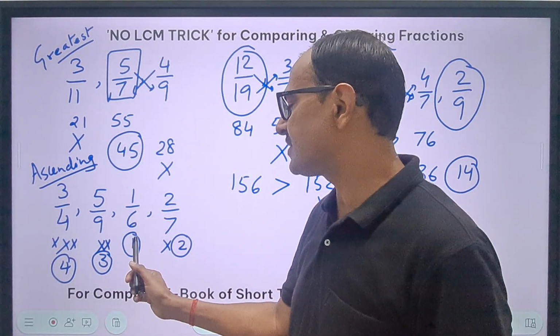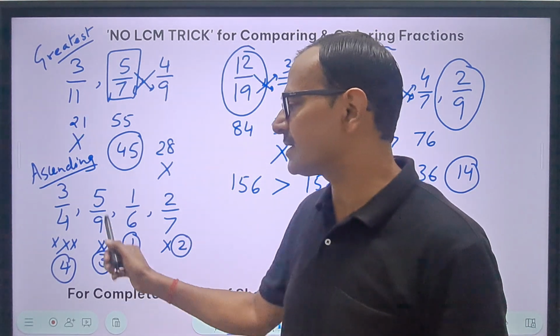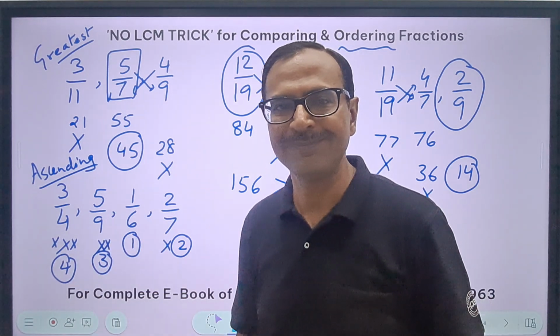The smallest is 1/6, second next greatest is 2 by 7, next greatest is 5 by 9, and the greatest of them all is 3 by 4.